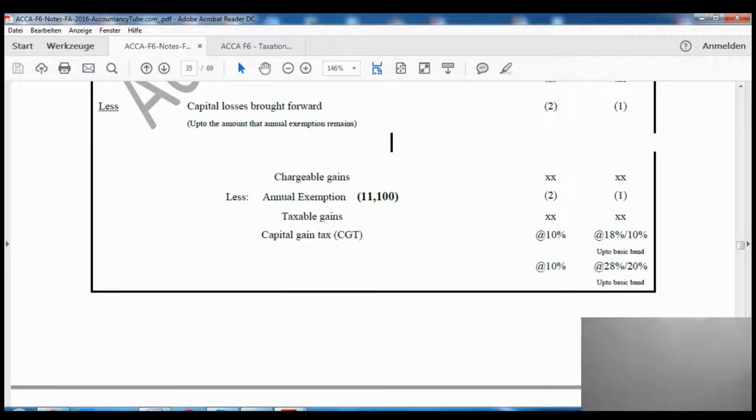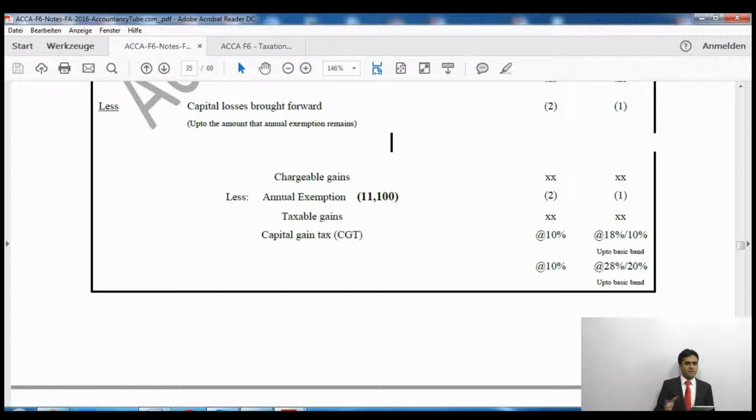Right? So after that, we'll deduct the capital loss brought forward. Again, for that as well, preferences are mentioned to you. So first preference would be against the assets not qualifying for entrepreneurial relief. The second preference would be against assets qualifying for entrepreneurial relief.